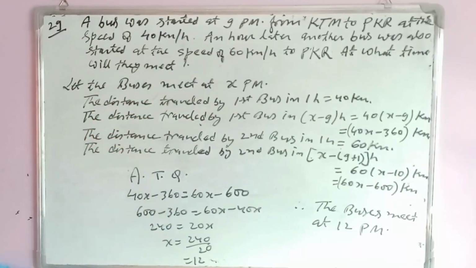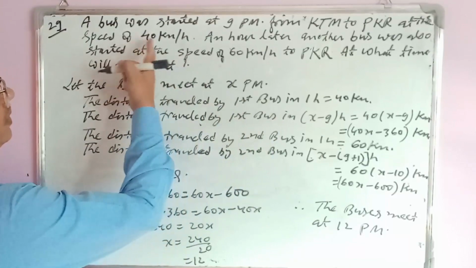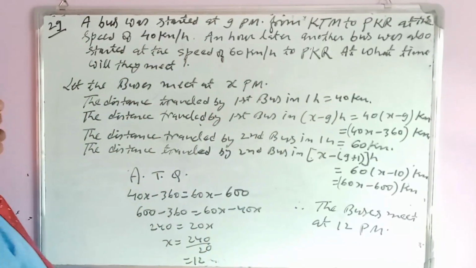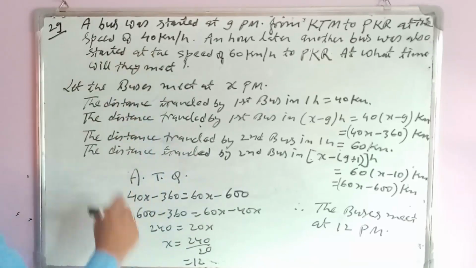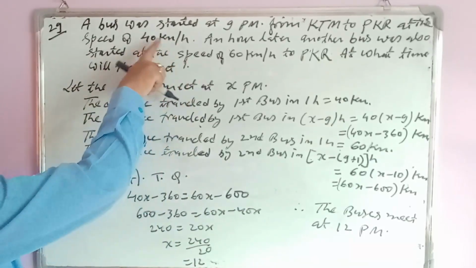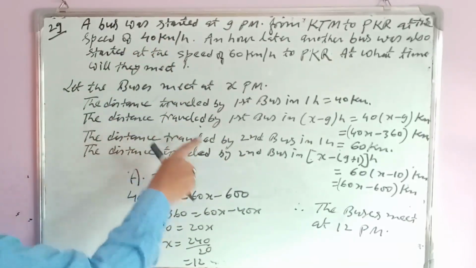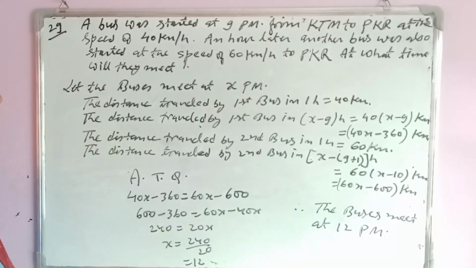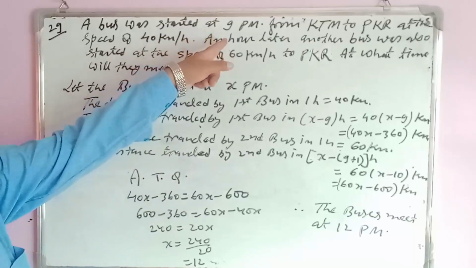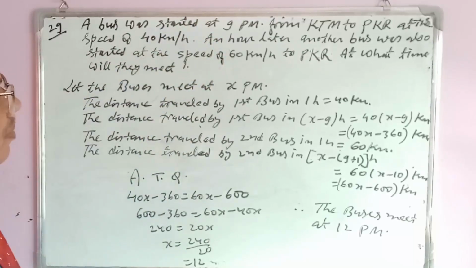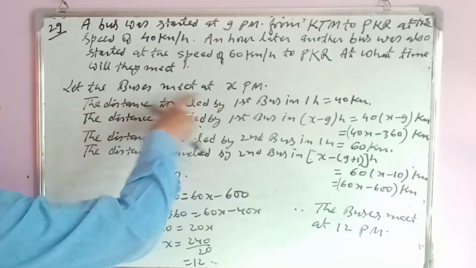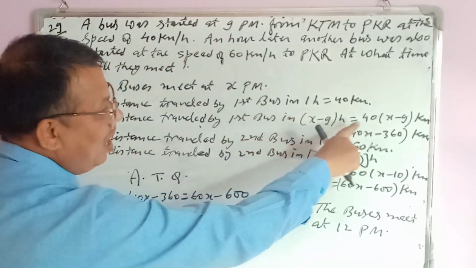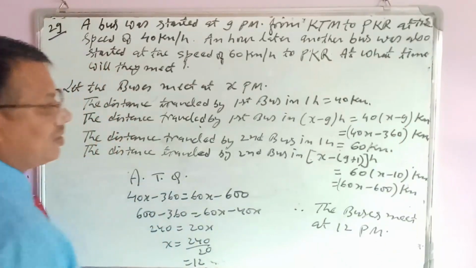The distance traveled by the first bus in 1 hour equals 40 km. It is given in the question: 40 km per hour means in 1 hour 40 km. The distance traveled by the first bus in x minus 9 hours. Why x minus 9 hours? Because the first bus started at 9 p.m., and the total time is up to x p.m., so x minus 9 hours, 40 into x minus 9.